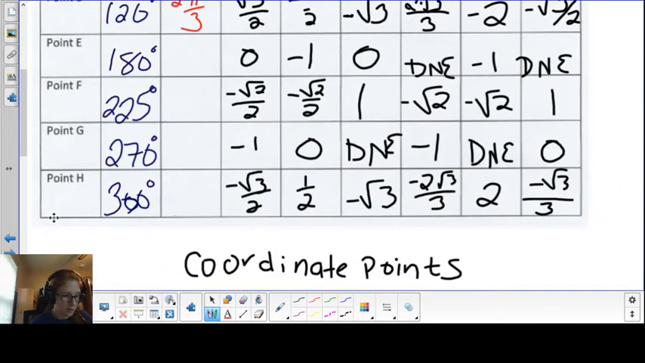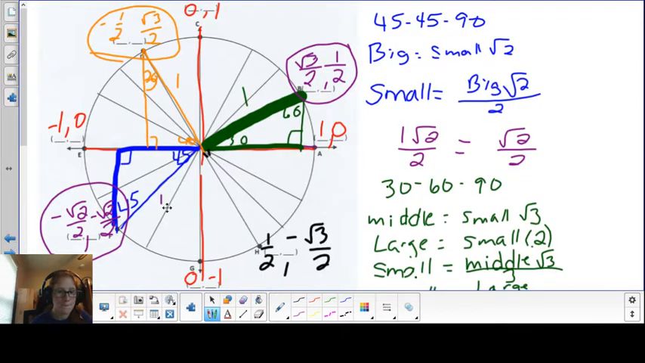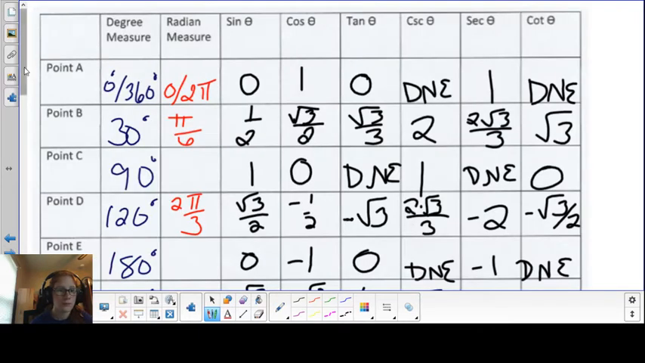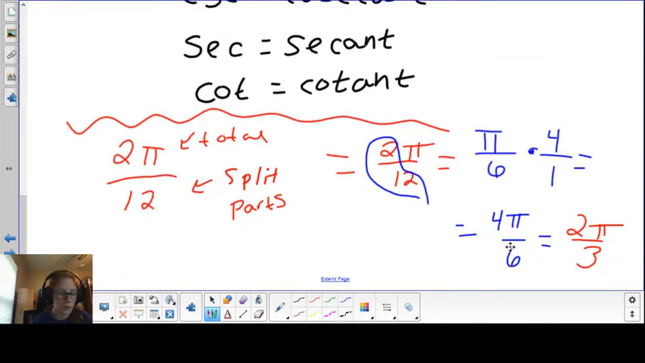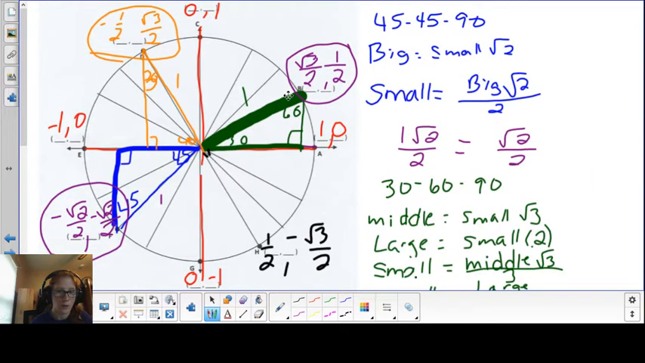Next point I want to talk about is point H, because that was also another 30, 60, 90 part. There's also my guy down here. So if it took me 4 times to get to that guy, how many times did it take me to get to H? Well, I got 1, 2, 3, 4, 5, 6, 7, 8, 9, 10. So I'm going to take this times 10 this time.